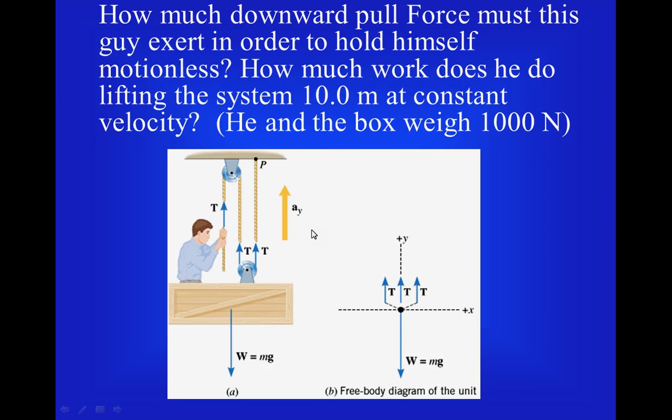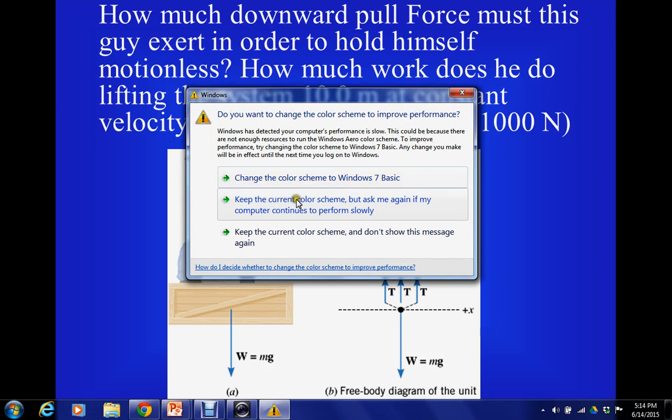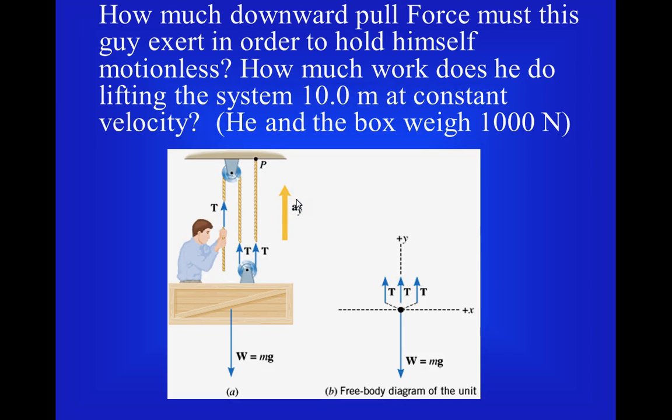Actually, not true. You know what the truth is? The truth is that in order to lift himself up, if he and the box weigh 1,000 newtons, then the work he's doing is going to be lifting his mass, his and the box's mass, times gravity, so that's 1,000 newtons, times 10 meters, and so he'd be doing 10,000 joules of work.